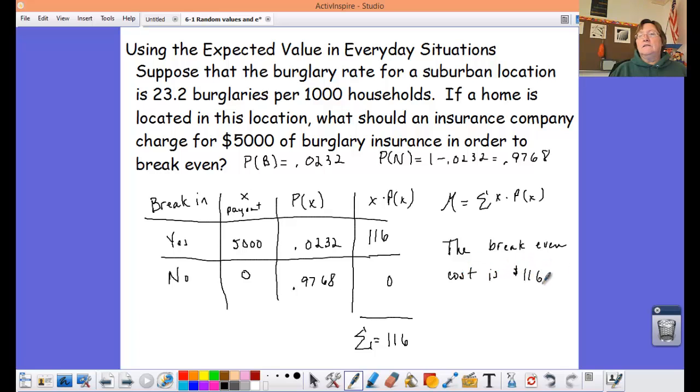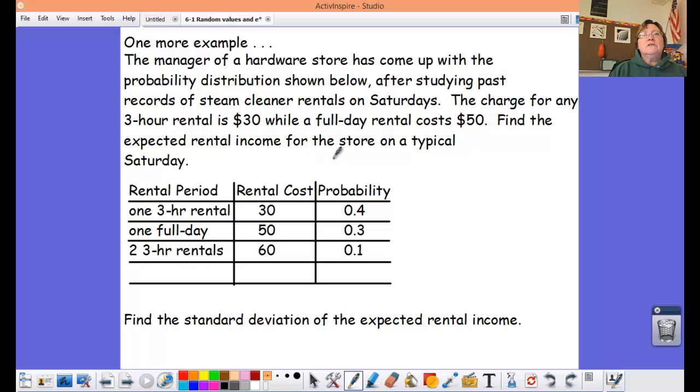Now, you know and I know that the insurance company is going to charge you more than that because they don't want to just break even, they want to make money. The manager of a hardware store has come up with this probability distribution, which you can see is missing a little something. Let's read the situation here.